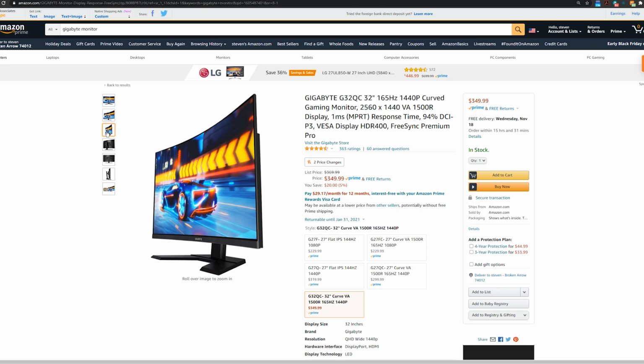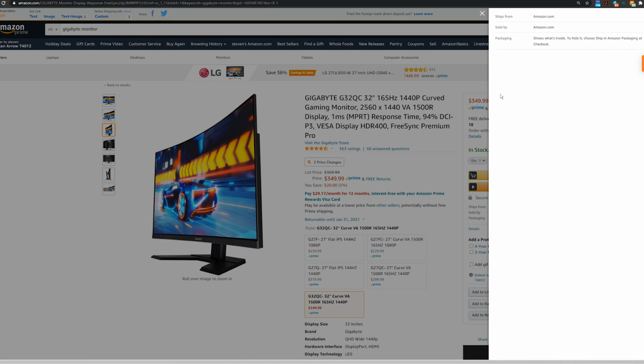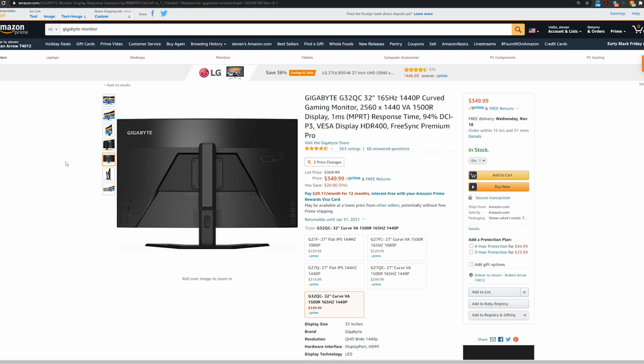I will say with the Gigabyte, somebody mentioned in the comments, when you go to buy this, where is it? It says packaging, show what's inside. To hide it, choose ship in Amazon packaging at checkout. People have mentioned the panel showing up broken because it just ships in the box. And whoever's shipping it, USPS, UPS, FedEx, whoever, they're probably not going to care. They're just throwing this thing around. So if you choose that option when you check out on Amazon, it's less likely that it's going to come busted.